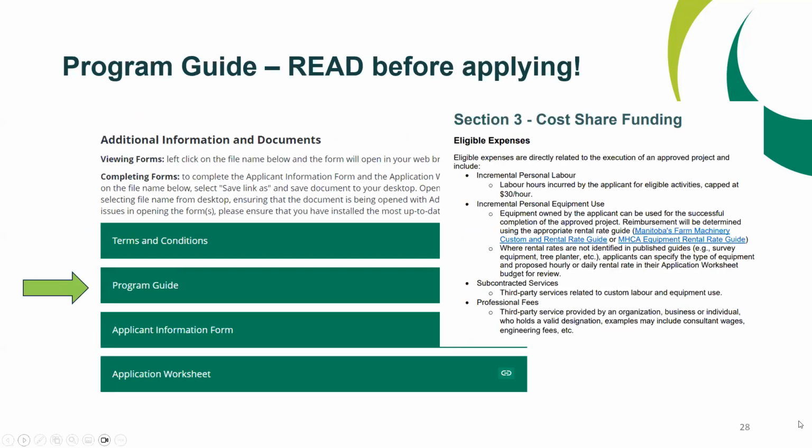The second green bar there at the bottom is the program guide. Please read this before you apply. It goes over a variety of different areas. The one I have up here as an example is the cost share funding. It talks about eligible expenses and goes into detail on ineligible expenses. It's all very important information for you to know before you actually start your application.